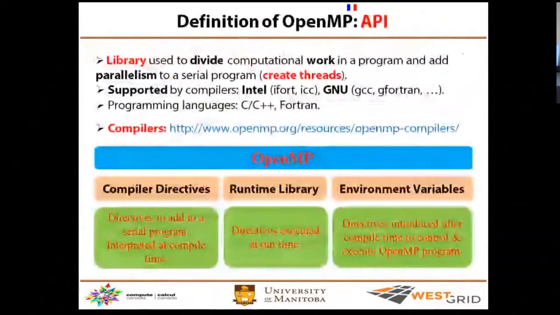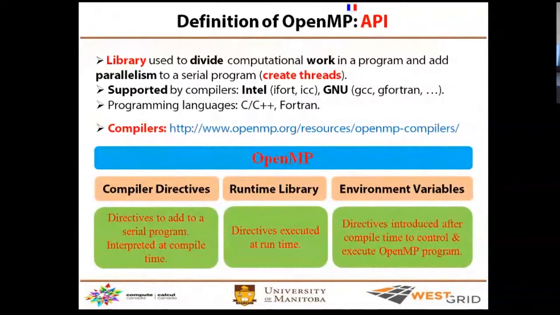So now, what is OpenMP? OpenMP is an application program interface. To use it, you don't have to install anything. When you install your compiler, you already have access to OpenMP. OpenMP is a library used to divide the work among the available threads. So we use it to transform a serial program into a parallel program.